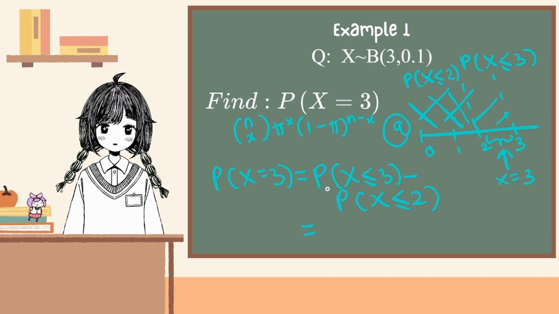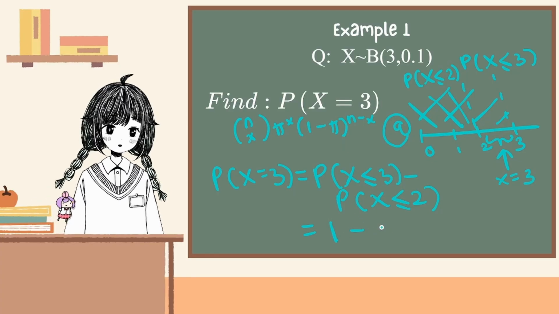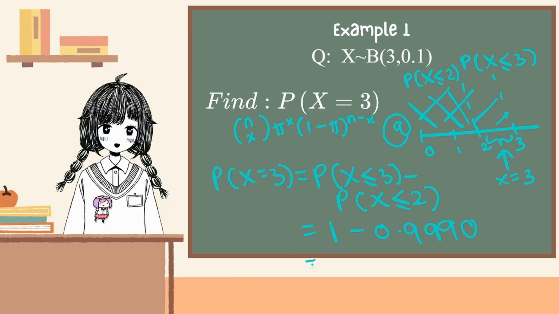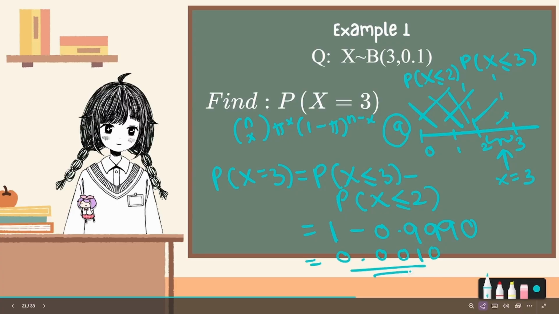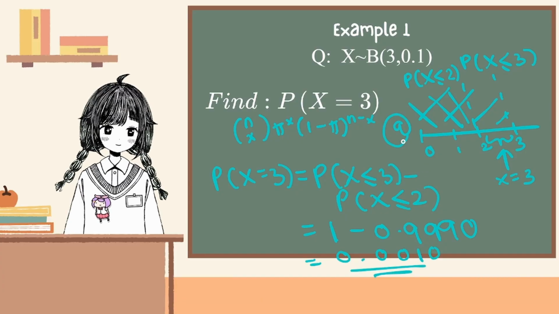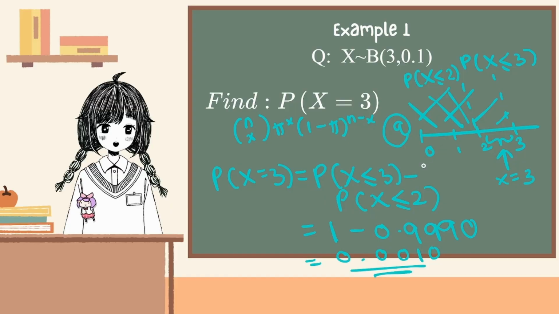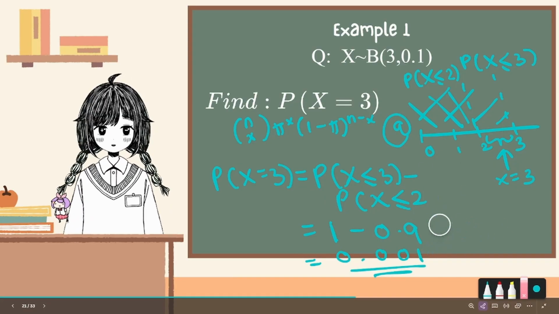According to the stat table, it will be 1 minus 0.9990. The final answer will be 0.0010. If you're still struggling to understand the graph, I can do it one by one.